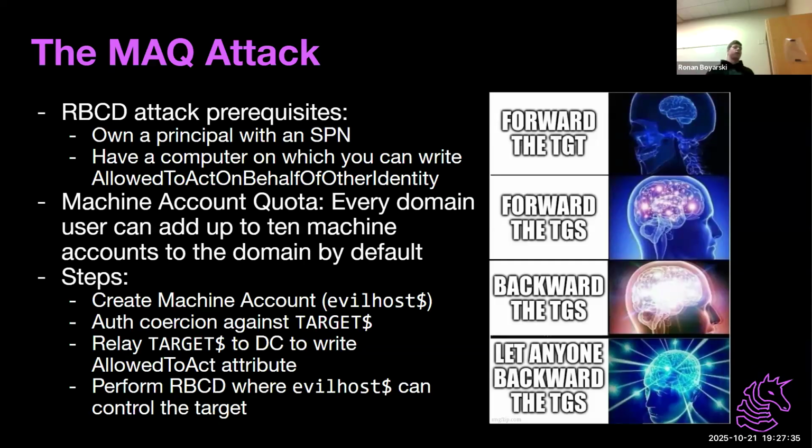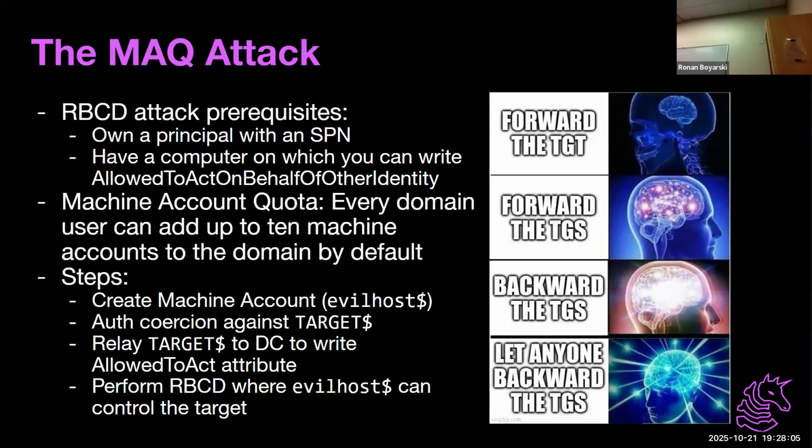So we need to write that, what should we call it? I believe that means the target. So there's a really interesting setting called machine account quota, and it's by default 10. It says every domain user with no privileges can add up to 10 machine accounts to the domain by default, which is actually quite scary because now anybody can own a principal with an SPN. So that's one of the prerequisites, right? We can just create a computer.